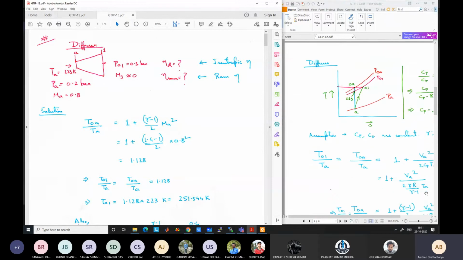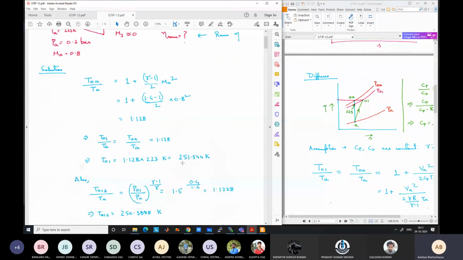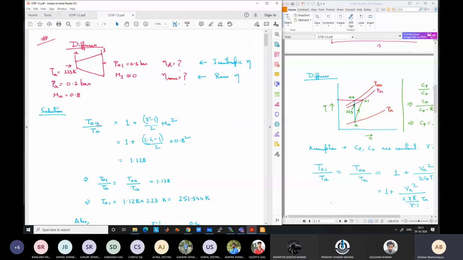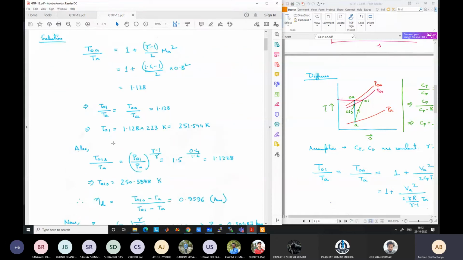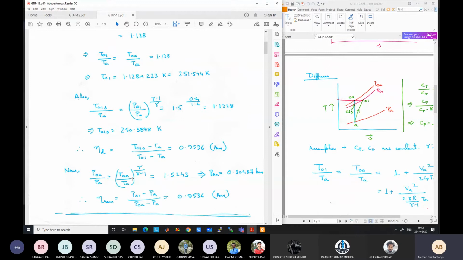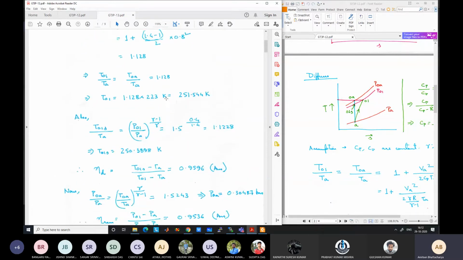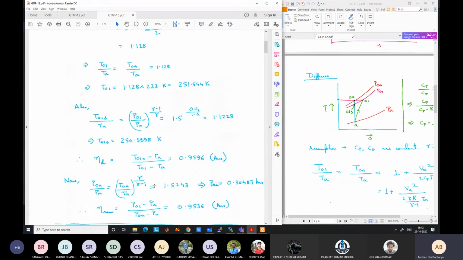Because T0A by TA is given, means T0A we have already found. So P0A by PA is equal to T0A by TA to the power gamma by gamma minus 1. So you can always find this very easily. This we have already found to be 1.128. T0A by TA to the power gamma by gamma minus 1 gives us a value of 1.5243. So P0A will become equal to 0.30487 bar. You again replace the values and you get a RAM efficiency of 95.36%. So slightly different from this, but these are the two efficiencies.